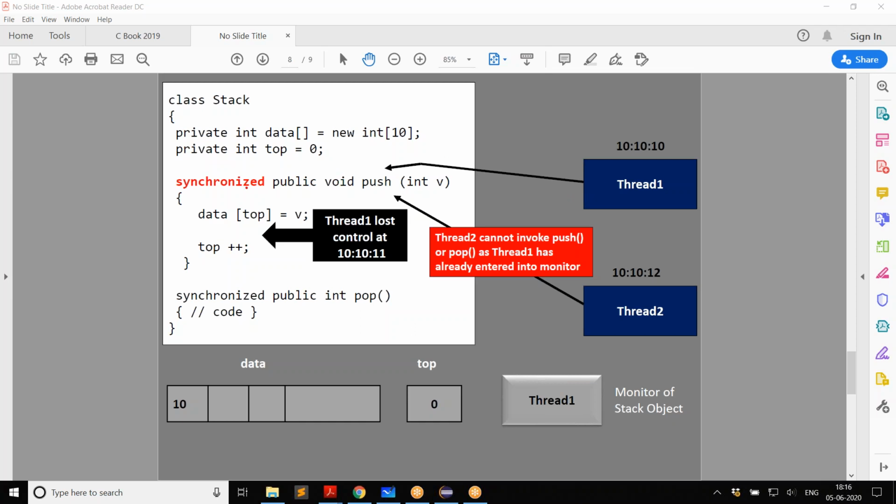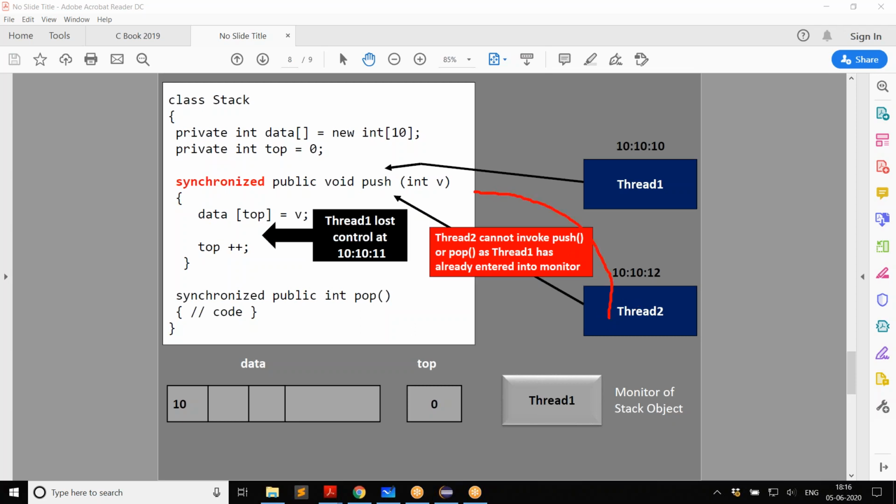So to enter into any synchronized method, the thread should first enter into the monitor, and then it will be allowed to enter into the actual method. That's the concept. Only when it can enter into the monitor, it is allowed to enter into a synchronized method. Done. Now thread 1 has entered into it. The first statement is done, and again as usual it lost control. Now as thread 1 lost control, control is given to thread 2, just like the previous scenario.